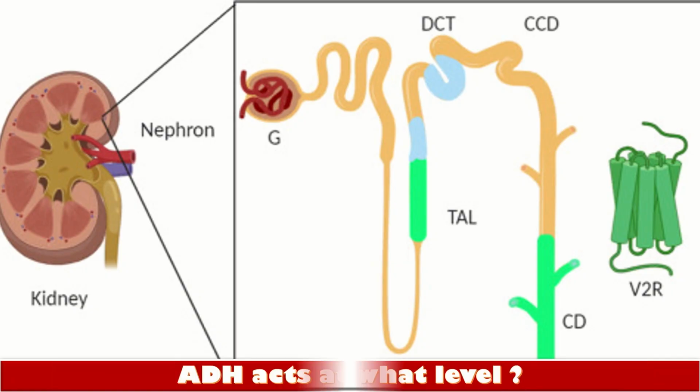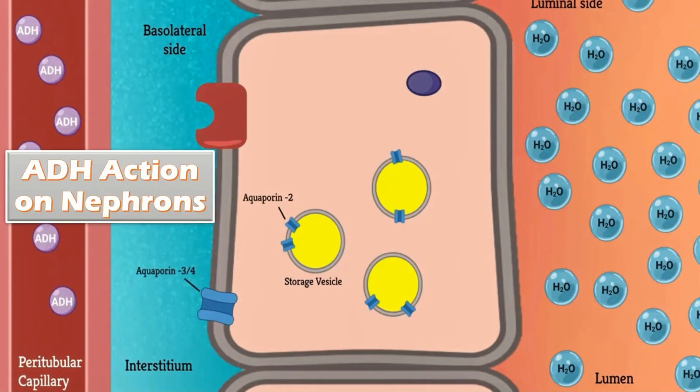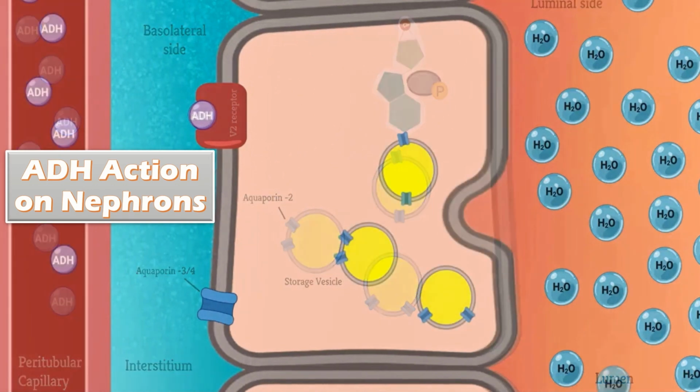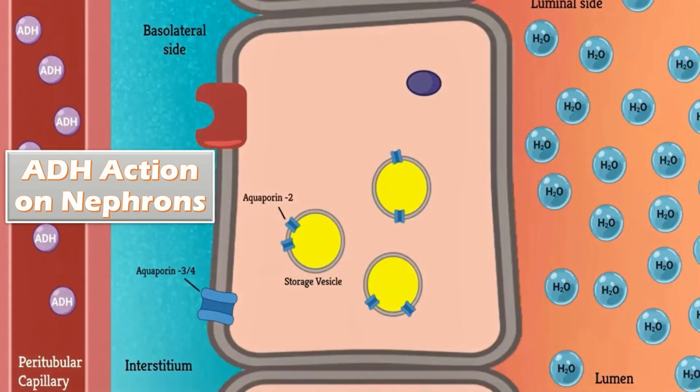ADH acts at what level? ADH affects the last two-thirds of these tubes, called the distal convoluted tubule and the collecting ducts. So how does ADH act on nephrons? The tubes of the nephron focus almost exclusively on reabsorbing water back into the blood. And the walls of these tubes are unsurprisingly made up of cells, which is a common trait among living things.